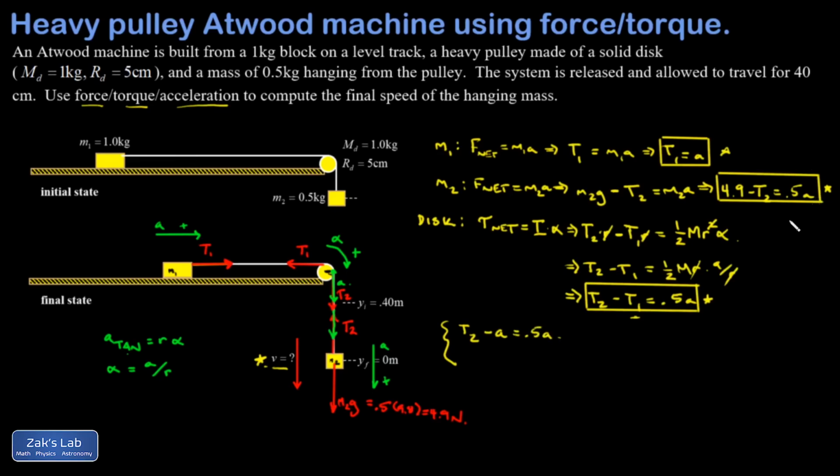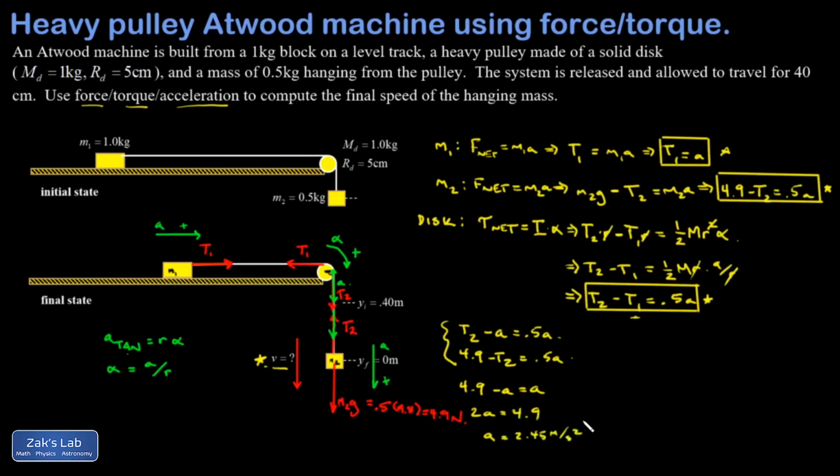Then when I look at my middle equation, that was 4.9 minus T2 equals 0.5 a. And I realize that if I add these two things, the T2 is going to eliminate, and I'm left with 4.9 minus a equals a. In other words, 2a equals 4.9. And I end up with a equals 2.45 meters per second squared.